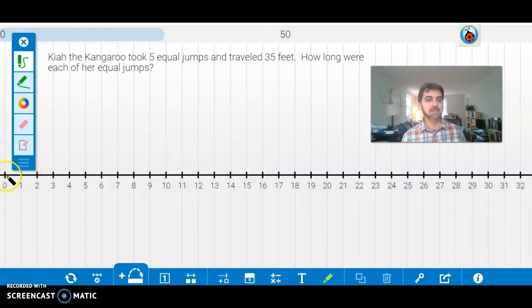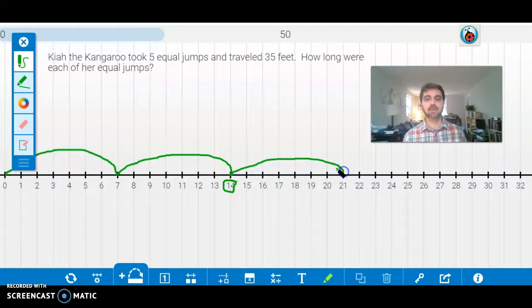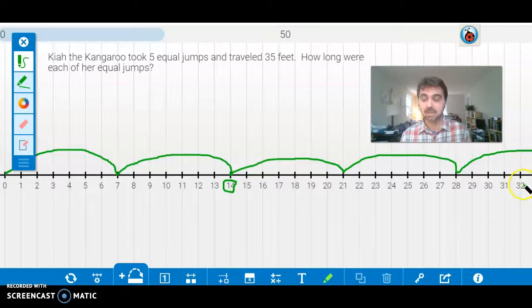Let's try 7. So we start at 0. We do one hop of 7. Another hop gets us to 14, right? Another jump gets us to 21. Another hop gets us to 28. Oh, this might do it. And one more hop would get us to 35. You have to trust me on that.